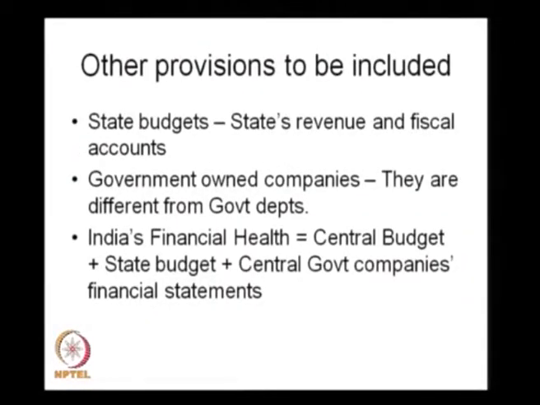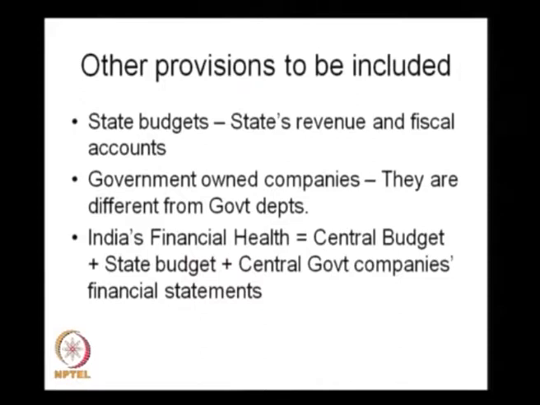So, if you really want to measure the financial strength of government and government owned companies in our country, and if the assumption is that it represents India's financial health, then we will have to take into account the central budget, the state budget, plus the budgets of all the central government companies, and all of these aggregated together would present the Indian financial health. Now, this is what I wanted to explain to the class on the union budget. So, these are all the various elements that get into the union budget.